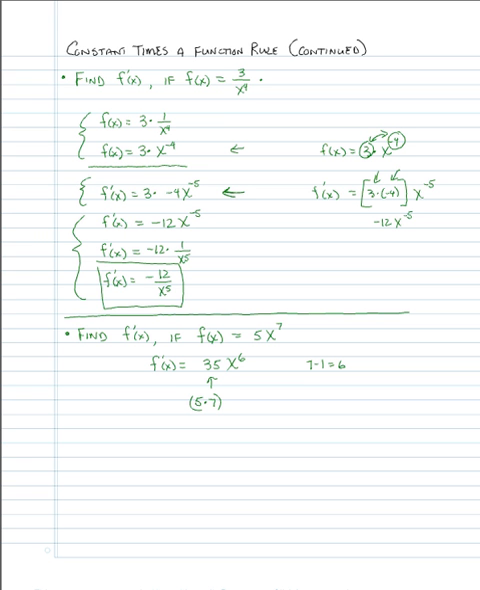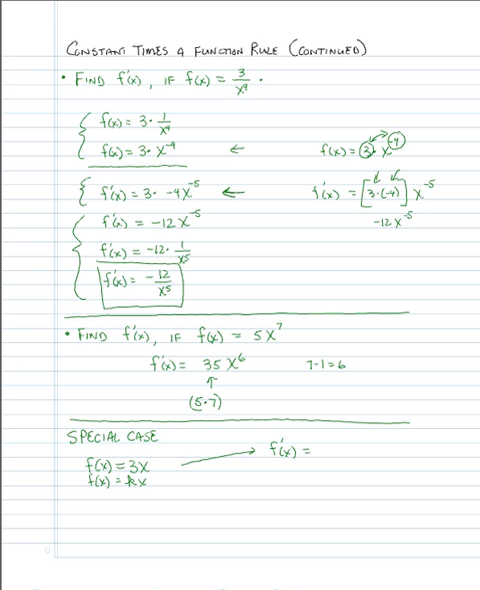Okay, I would like to finish this rule with a special case, because this special case is going to come in handy, and it's something that we just want to get used to. So the special case is, what happens if f of x is just some constant times x to the first power? In other words, more generally, f of x is just k times x to the first power.